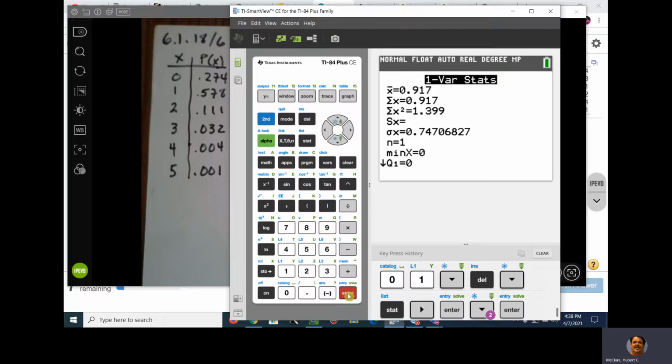Our mean is equal to 0.917. And our standard deviation is equal to 0.7471.